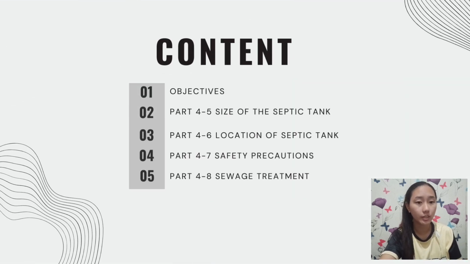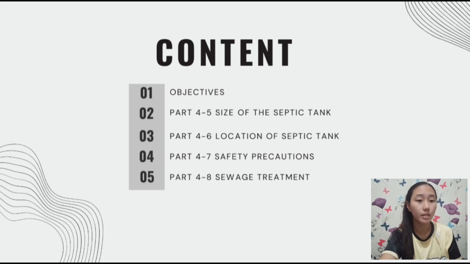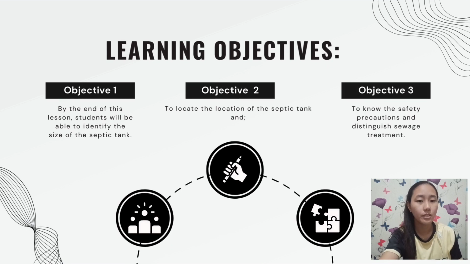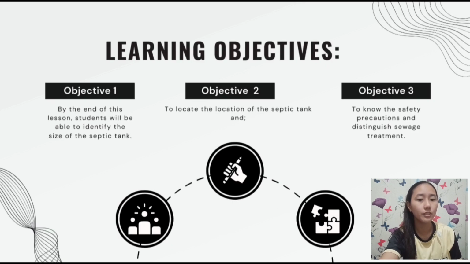Content: number 1, objectives; number 2, part 4.5, size of the septic tank; number 3, part 4.6, location of septic tank; number 4, part 4.7, safety precautions; number 5, part 4.8, sewage treatment. Learning objectives. By the end of this lesson, students will be able to identify the size of the septic tank, to locate the location of the septic tank, and to know the safety precautions and distinguish sewage treatment.